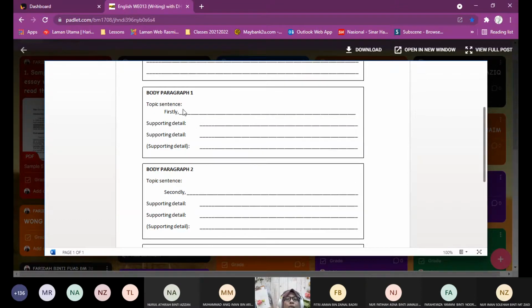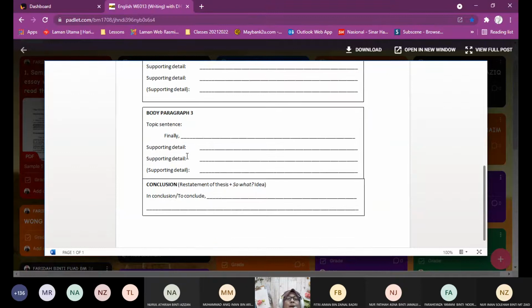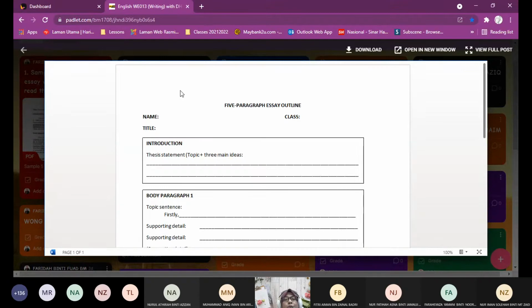Now you look at body paragraph 1. Everything must be here. What is your first topic sentence? Firstly, what? Your first main point. And then supporting details. Then body paragraph 2, your second main point, and the same thing. And the same thing goes for body paragraph 3. And then the last one will be the conclusion. Up to this, are you clear what you have to do?